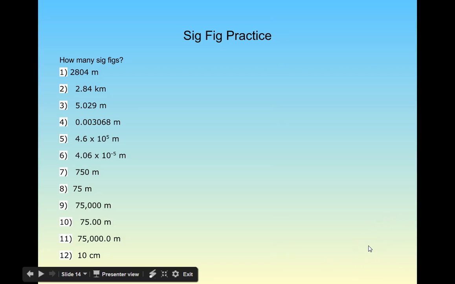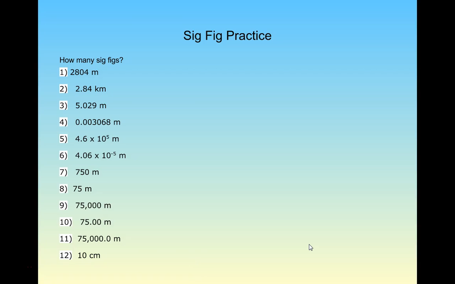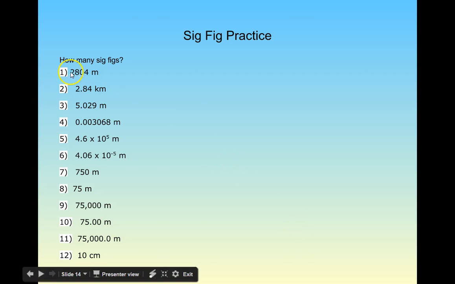So here are 12 little practice problems for you to attempt. Write these down in your notes and bring them to class tomorrow, and we'll see how you did identifying how many sig figs are in a number like 2,804. Remember your rules. Middle zeros are always significant. Trailing zeros are not significant. Are these two significant? Great question. We'll see you tomorrow in class.